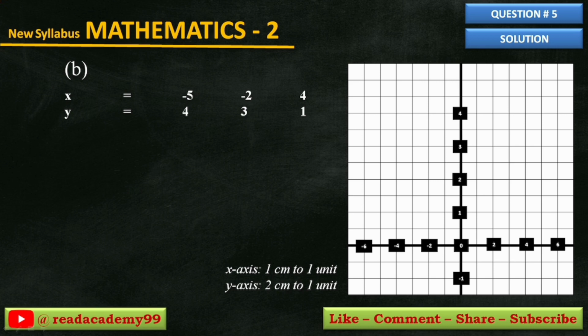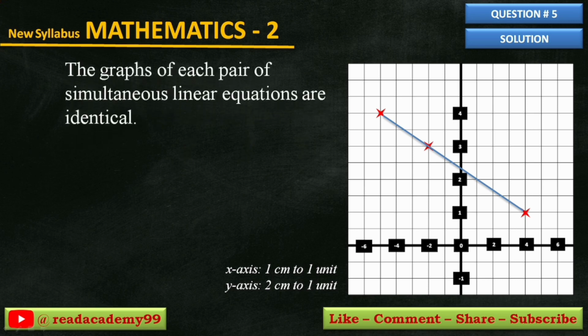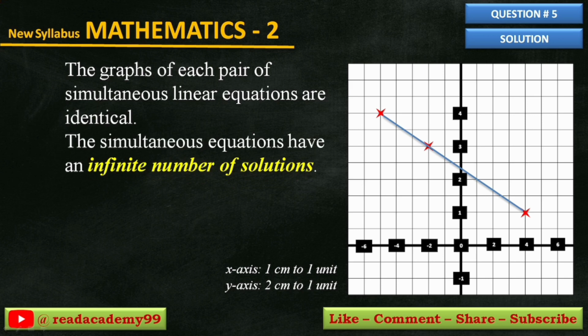From the first equation, the first coordinate is x minus 5 and y 4. The second is x minus 2 and y 3. The third is x 4 and y 1. From the second equation, the first coordinate is x minus 5, y 4, x minus 2, y 3, and x 4, y 1. So as you can see that the graphs of each pair of simultaneous linear equations are identical, these equations have an infinite number of solutions.